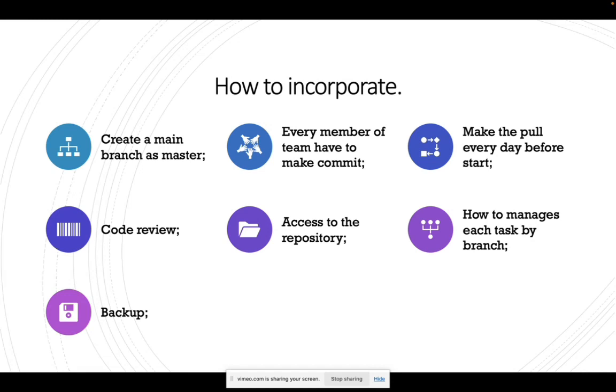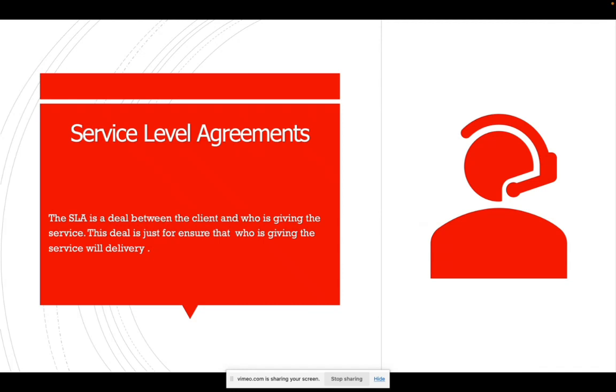How to manage each task by branch. When the developers work on some functionality or fix some bug or whatever change in the code, they have to create a separate branch for it, and after it is done, make the commit to the main branch. The developer has to make a backup as well. If something goes wrong or you lose some information, it's easier to go back to the last version or recover the information. The service level agreement is the deal between the client and whoever is giving the service, just to double check the open source is going to deliver everything.